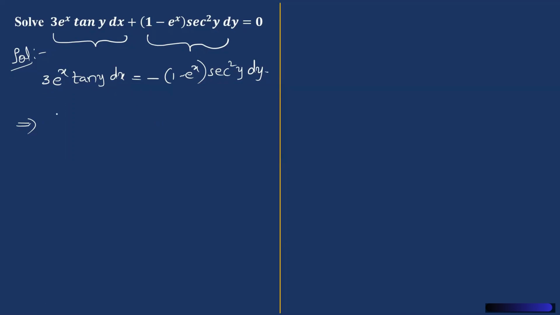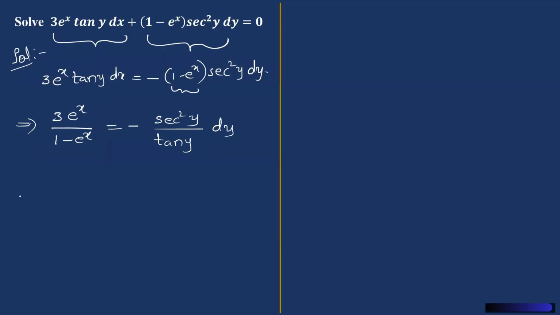See what I'm doing here. Because we have a dx here on the left hand side, I'm keeping functions of x here itself, 3 e power x, and also I'm bringing this 1 minus e power x to the left hand side. So it becomes 1 minus e power x is equal to, I'm just writing minus here itself for the time being, and then what you have here, secant square y divided by, you're bringing this tan y to the other side, so it comes to the denominator here, tan y dy.